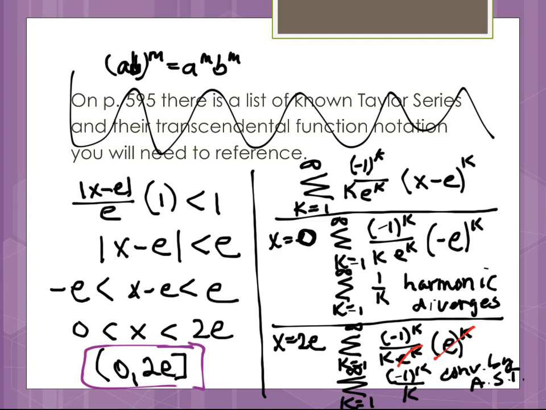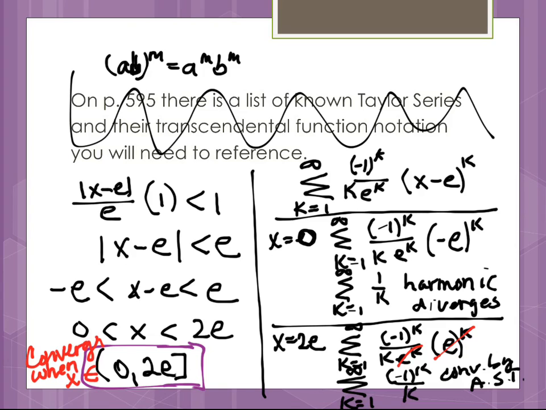I don't think purple's a good color since I've got so much purple on the screen already. This will converge when x is an element of (0, 2e]. So if x is any value between 0, not including 0, all the way up to 2e, but including the 2e, if x has any of those values, this Taylor series is going to converge. Okay.